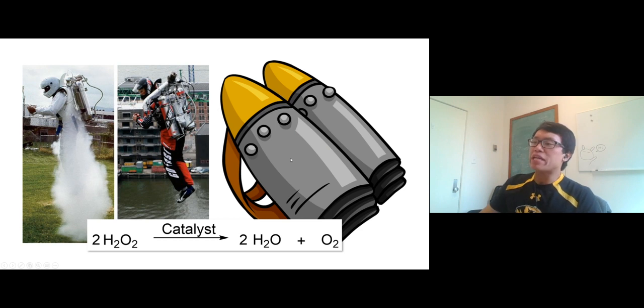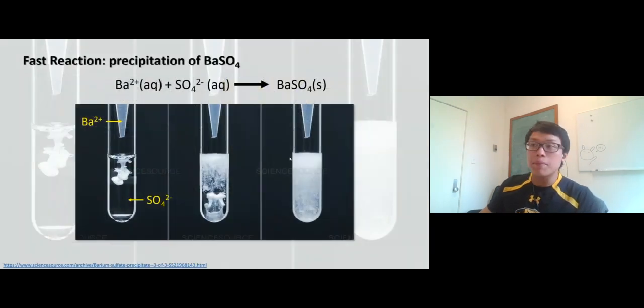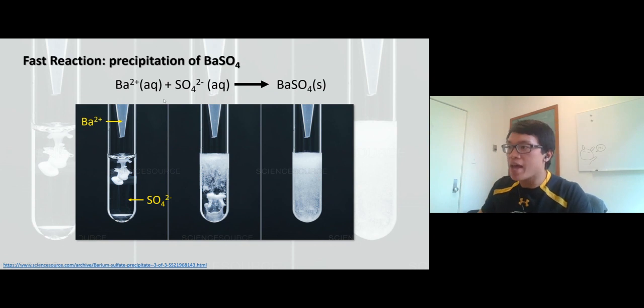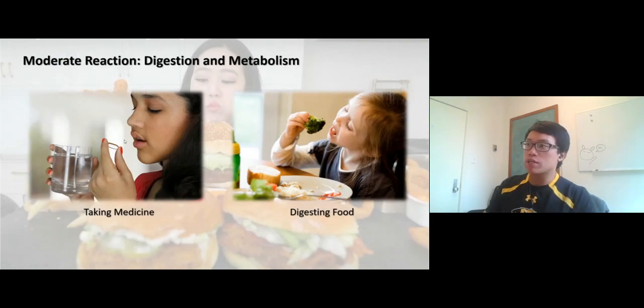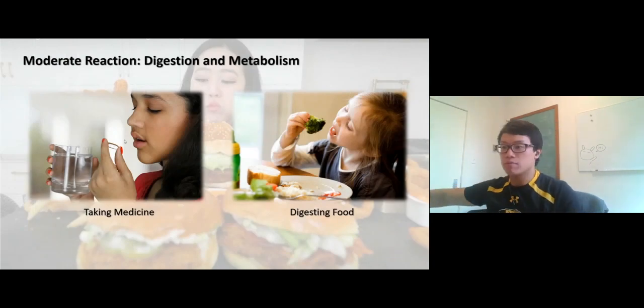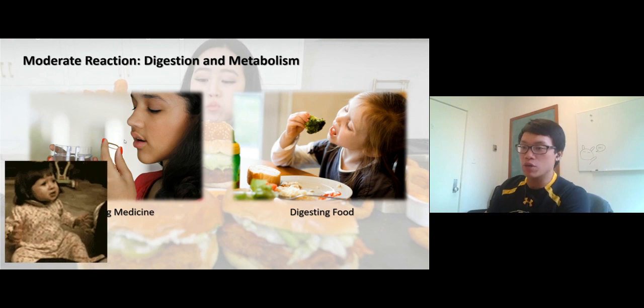Anyway, okay. So the gazillion reactions in this world, some of them are known to be really quick, and we've seen this together. A precipitation reaction of barium ion and sulfate ion: when they come into contact, they precipitate right away. Just quick, just snap your hand. All right. Some reactions take longer, for example the digestion of your food and metabolism. Taking medicine and eating food.